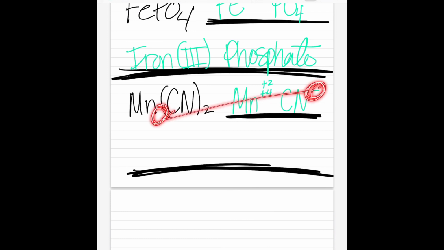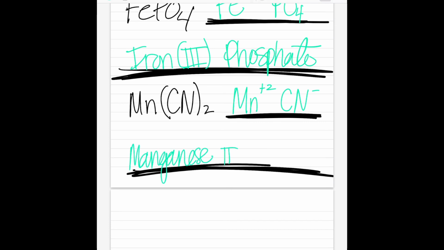So that makes sense because you crossed and went down. So this means that this 2 goes up here. There is not a 4 anywhere in here. Nothing reduces, so you're left with +2. So this is manganese 2 cyanide.